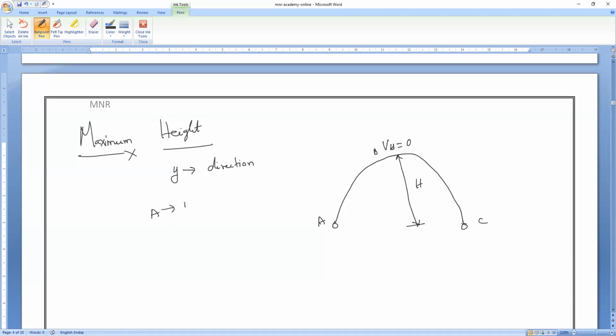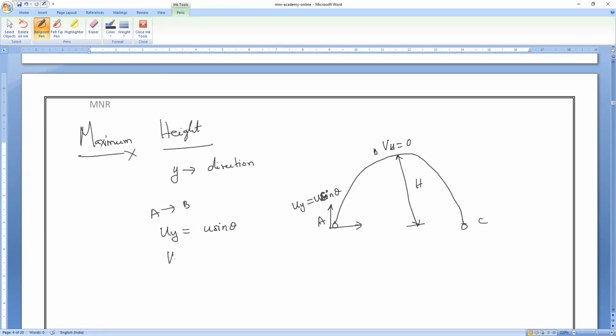Again, I'm considering the y direction from A to B, because for finding the height, we have to use A to B only. Am I right or wrong? Ninth class you might be studying. Yes, that is it. So again, same thing. Apply y-axis and apply x-axis. So y-axis, what is the component of initial velocity, uy, everybody? U sine theta. So uy is equal to u sine theta.